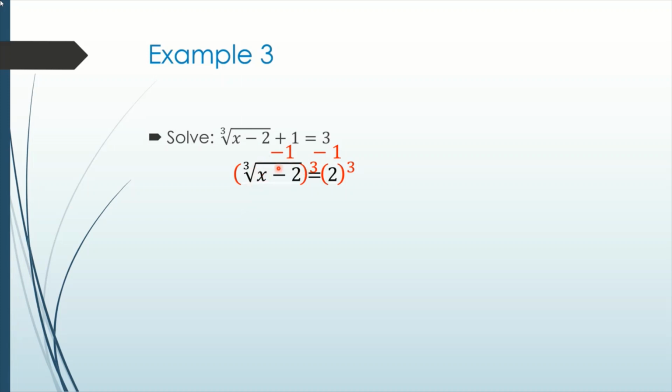What happens there is that this root and this power cancel out. So it's x minus 2. However, on the other side, you're cubing it, so it's 2 raised to the third power, which is 8. 2 times 2, which is 4, times another 2, which is 8. Add 2 to both sides, because now it's just a one variable equation. And I get x equals 10.